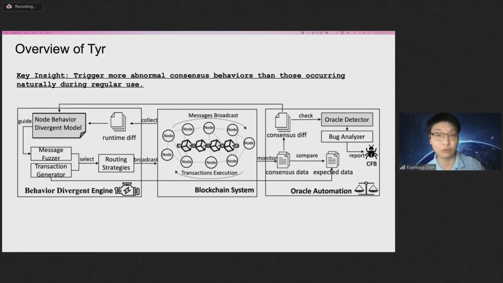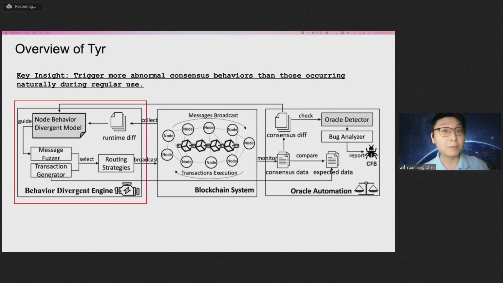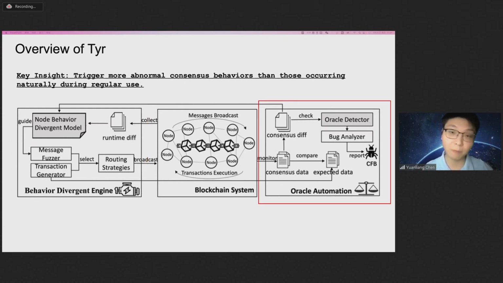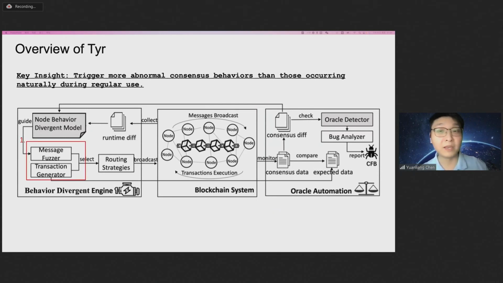As the figure shows, there are two key components. The behavior divergent agent constantly calculates the behavior difference of the nodes and generates messages based on it. And the oracle automation analyzes nodes' consensus data and identifies consensus failure bugs in real time. The behavior divergent engine first constructs transactions and messages. Then the messages are sent to the target nodes and the transactions are executed under the blockchain consensus network.